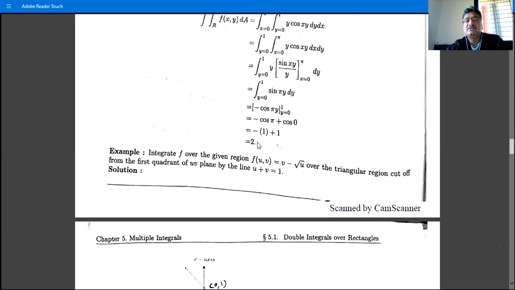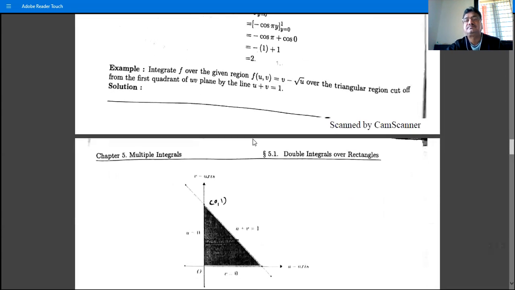Then minus 1 by pi is common, and then cos pi minus cos 0. Cos pi is minus 1, cos 0 is plus 1, so I think the answer is 2 by pi. Answer is 2 by pi.